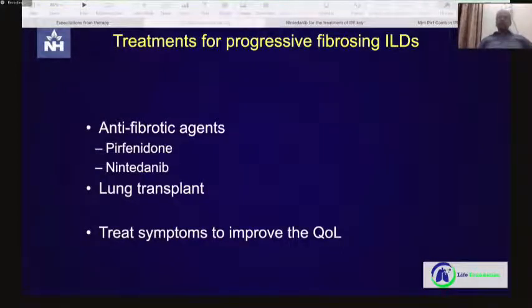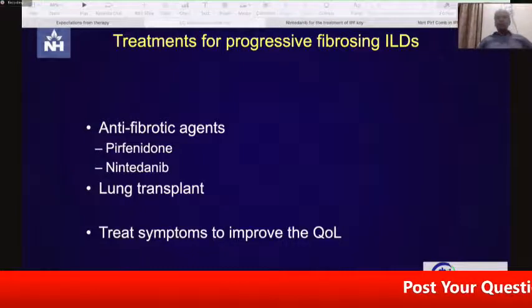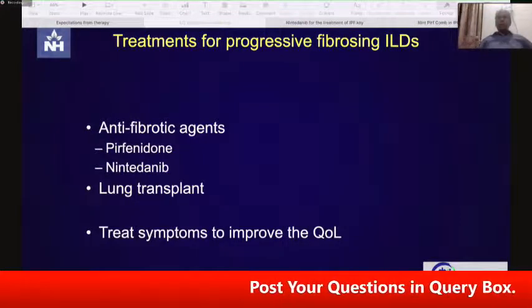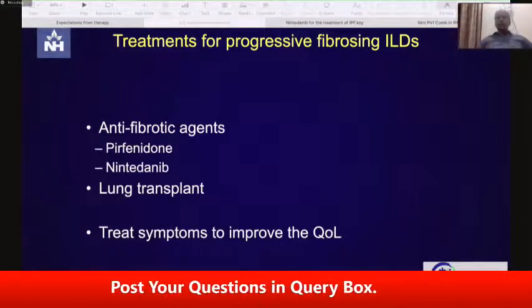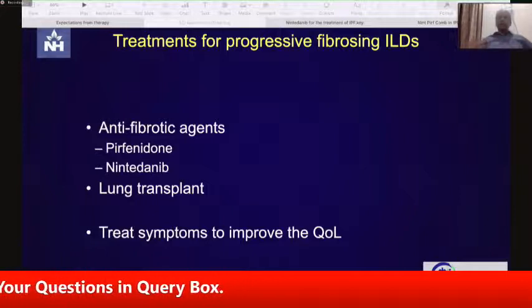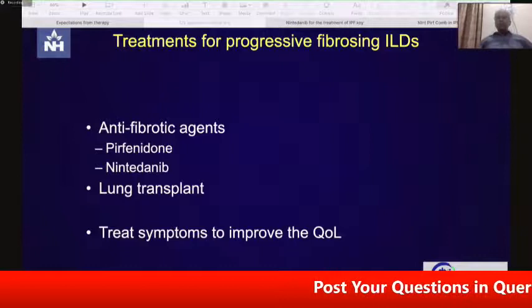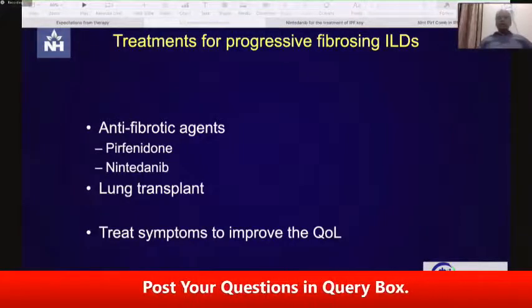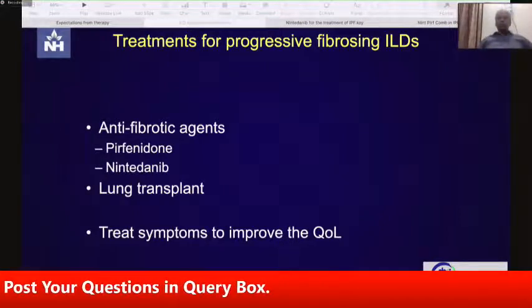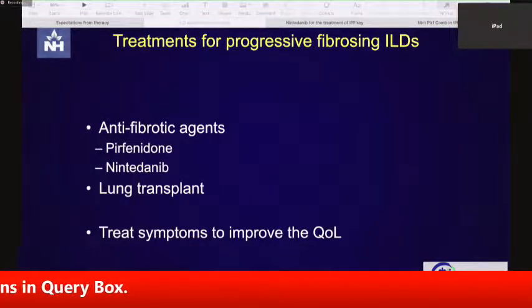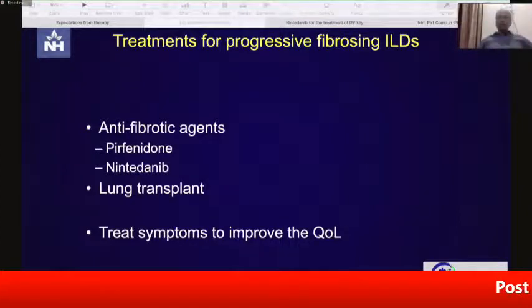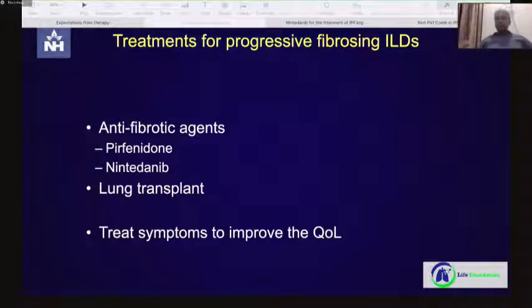So now the treatments that we have available for the progressing fibrosing ILDs are antifibrotic agents, and we have 2 of them, and many are in the pipeline. We don't know whether they'll work or not. But antifibrotic agents like pirfenidone and nintedanib certainly have been shown to improve outcomes really well. Patients who come in too late or patients who are unresponsive to the antifibrotic agents, and this is a small percentage, maybe about 10 to 20%, either have no response or respond poorly. They have the option of going on to lung transplant, which is now available in our country. And at all stages, one must remember you treat the symptoms to improve the quality of life, which is another way of saying early one institutes palliative care treatment.